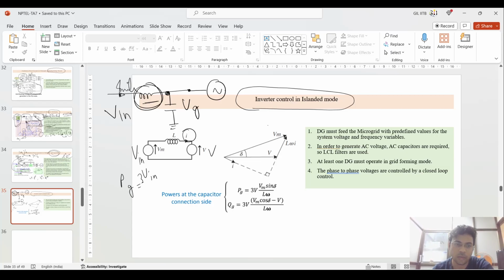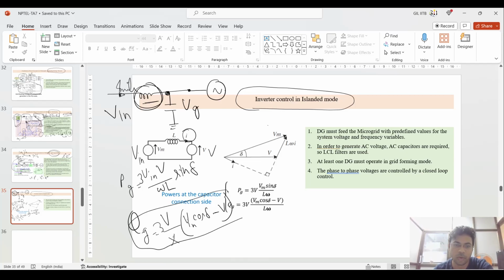If it is three phase, P will be 3 times V input V, multiplied by sine delta, divided by omega L. And what Q will be generated, Q will be 3 times V input, this V cos delta minus this V, divided by X. So what amount of P and Q should be generated, okay.